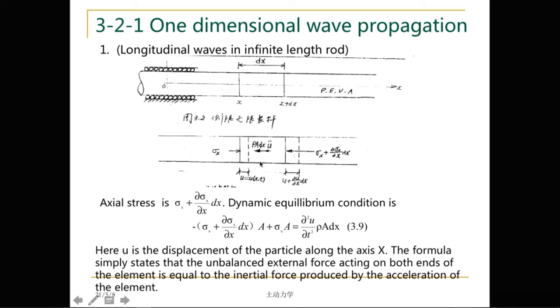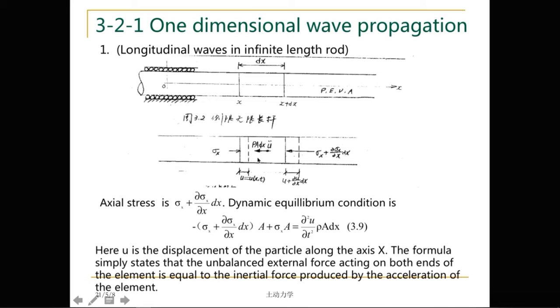Now let's see the force acting on this element. On the left side, there's a normal stress acting on it, sigma x. And at the right side, there's another normal stress, because the stress is a function of the x coordinate. Because the location changed by dX, we have to modify this normal stress by the term d sigma x/dX times dX. Then this is the stress acting on the right side.